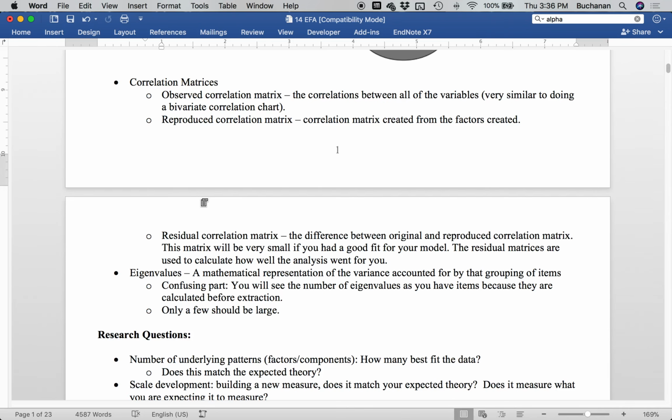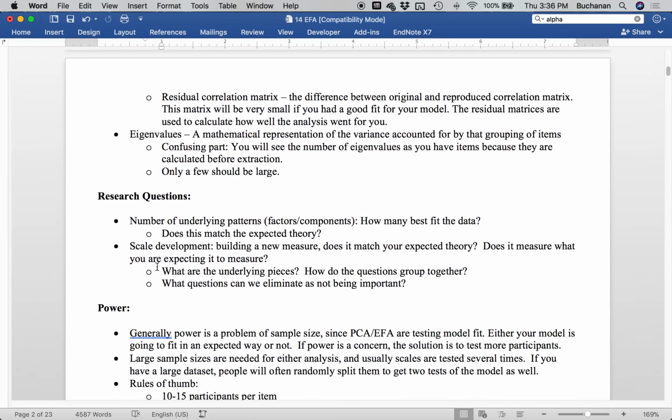So we want these to be very small. The other, and arguably the most confusing thing about factor analysis and PCA, is eigenvalues. Eigenvalues are a mathematical representation of variance. They don't really have a scale, so it just represents how much variance is accounted for by any group of items. So let's say you have a data set, and it looks like there are 3 clusters of items. Eigenvalues will have numbers that represent how much variance is accounted for by each cluster.